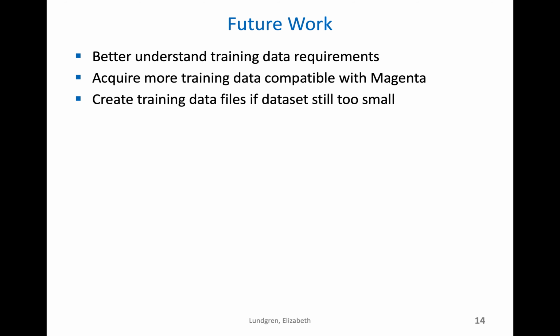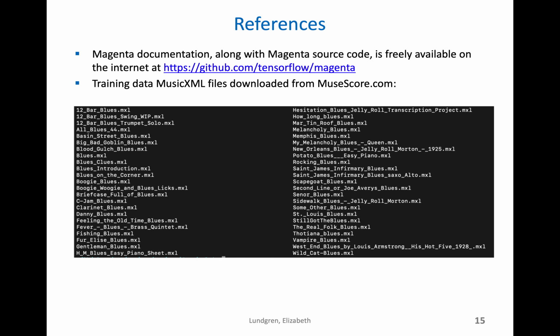So for future work, it would be better to understand the training data requirements, like figure out why most of my data was thrown away and figure out how to make a training data set where that will not happen. That might be finding better files on the internet, or it might be even creating training data files from scratch, which you can do. It's a little difficult with the MusicXML format, but musescore.com does give you the capability of doing that. It does cost money, though. I signed up for a free 30-day trial, which I'm going to cancel.